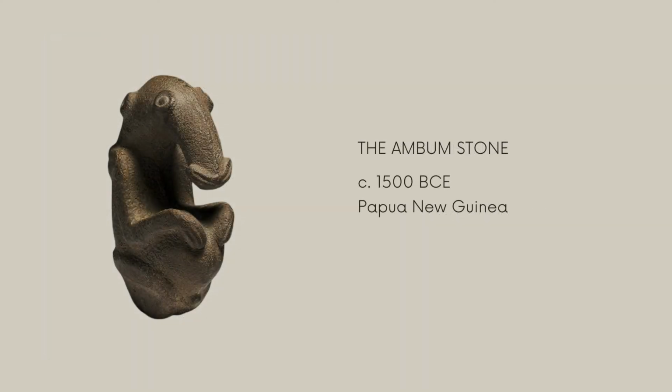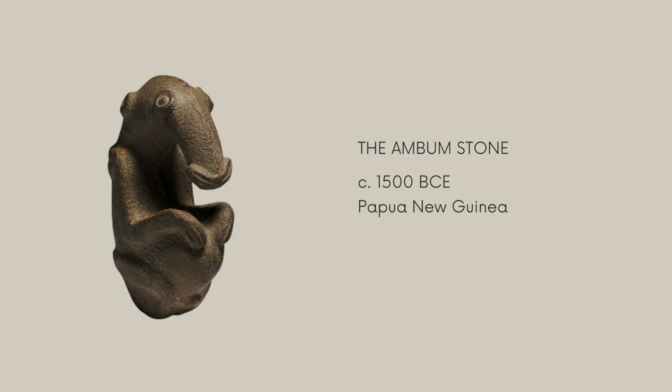The next work was discovered in Papua New Guinea and dates from around 1500 BCE. This makes it the oldest known sculpture ever discovered in Oceania. Astonishingly, when it was discovered, it was still being used as a ritual object. There's a shiny patina on the stone, created from thousands of years of human hands holding it. The Ambum Stone is made of a hard stone that is native to Papua New Guinea.